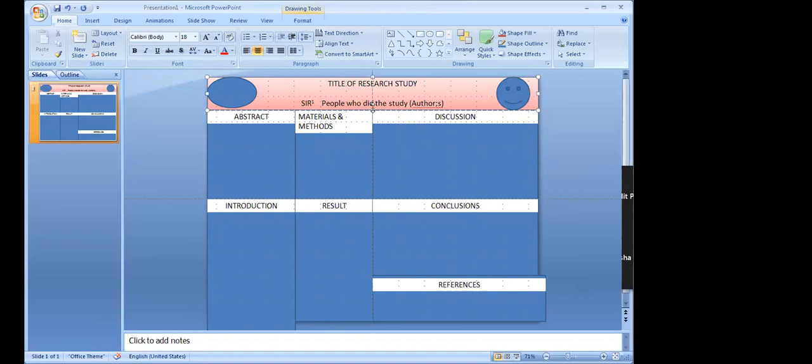Now, we had ended up with the title of the research paper and the authors. Authors will be just below the title, so that the viewer will come to know the title of the paper as well as the author who did this research work. Now, moving to the next one, that is the abstract.